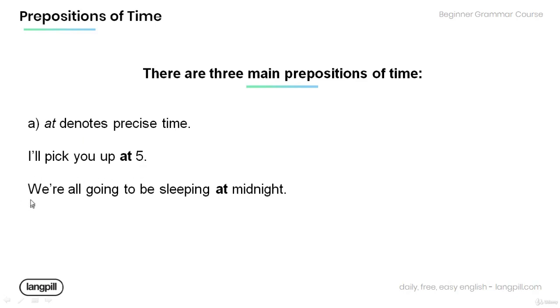And in the sentence, we're all going to be sleeping at midnight. Again, the preposition of time at denotes a precise time, which in this sentence is midnight.